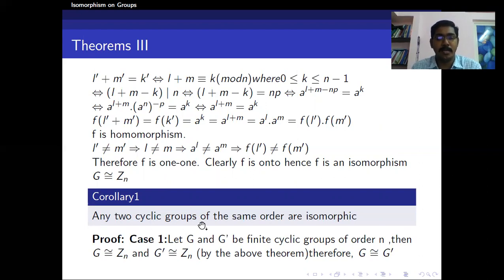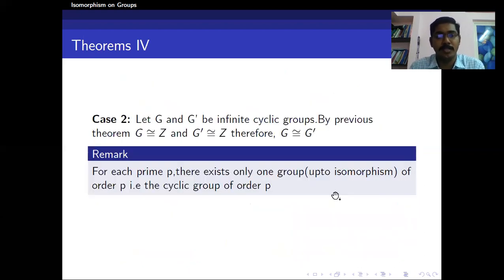Then a corollary: any two cyclic groups of the same order are isomorphic. We can prove this corollary from the previous theorem. Case 1: let G and G' be finite cyclic groups of order n, then G is isomorphic to Zn, then automatically G' is isomorphic to Zn by the above theorem. Therefore, G is isomorphic to G'. Case 2: if G and G' are infinite cyclic groups, by the previous theorem G is isomorphic to Z and G' is also isomorphic to Z. Since the right-hand sides are equal, automatically the left-hand sides are equal. So G is isomorphic to G'.